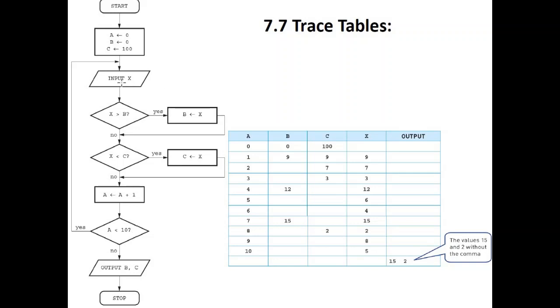Yes. And then we'll come to the next value, input X again. The next value is 7. So we put 7 over here, and in a similar way we again pass it through these two checks until we reach A equals 10, and then we output the final values of B and C. We do not put a comma in between them, although there is a comma between these two variables. In the final output, if there is a comma between two variables, we do not include it.